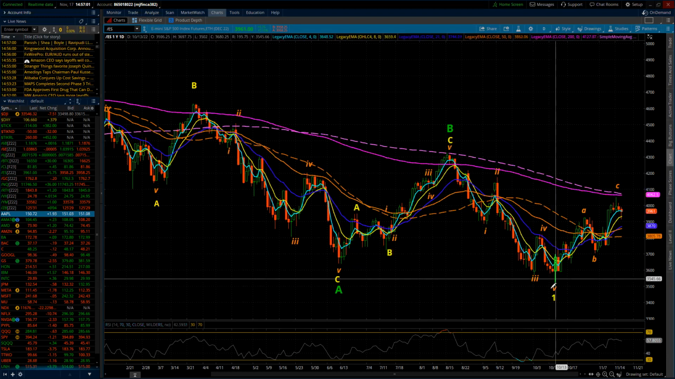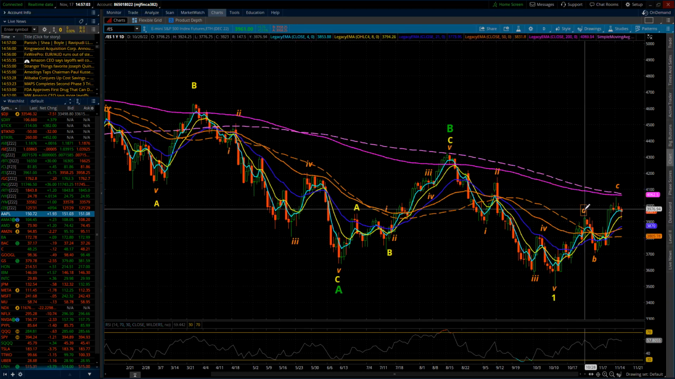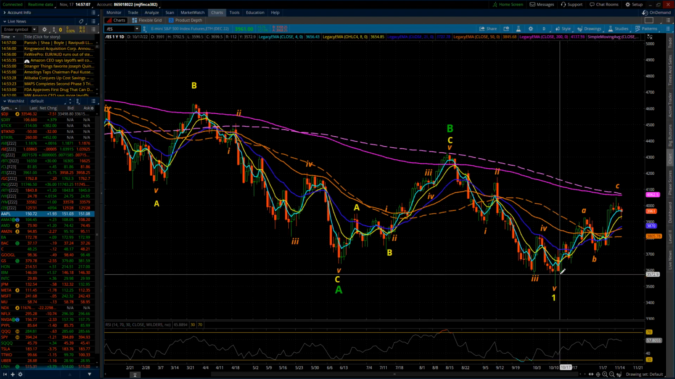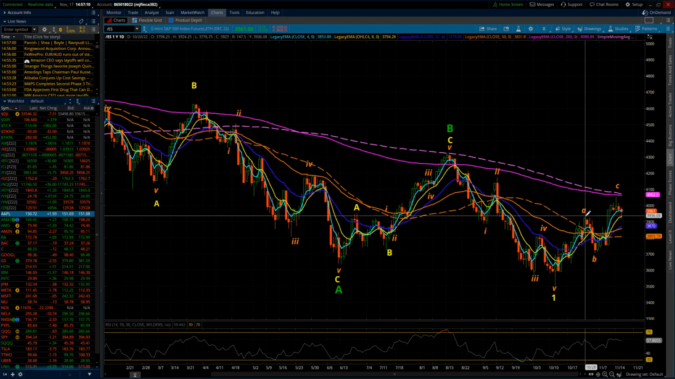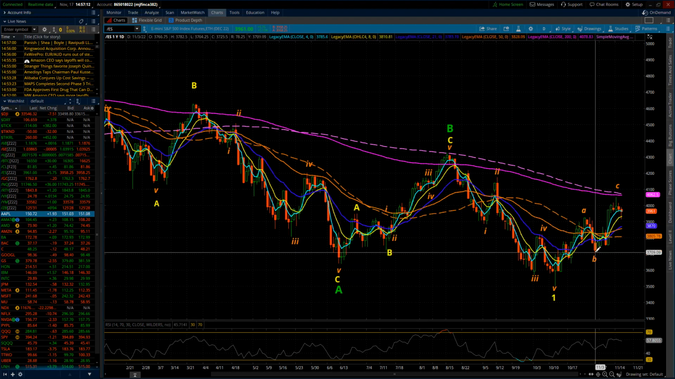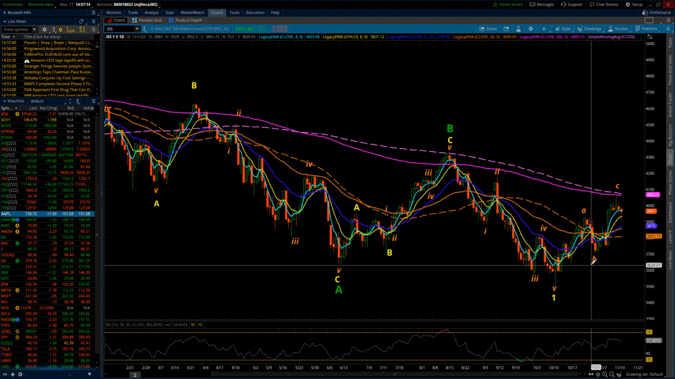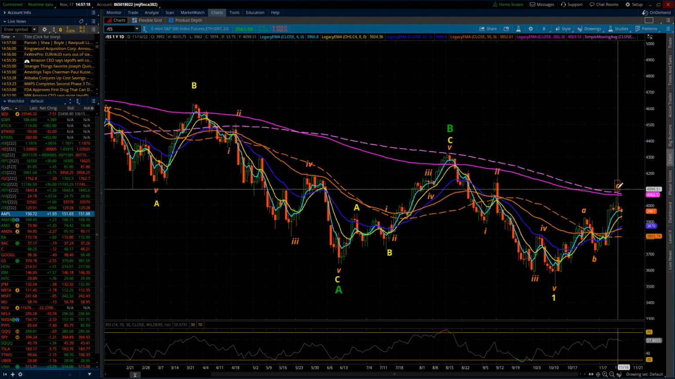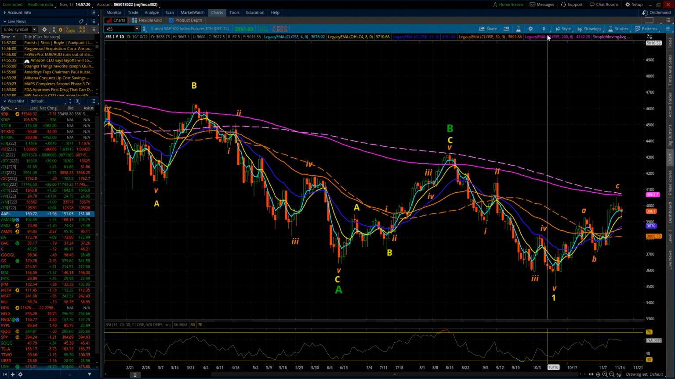But right now, I'm feeling that, again, this A, it is a 3-wave pattern because there's A, B, and then 1, 2, 3, 4, 5, C. Then we pull back in a B. And then again, 1, 2, 3, 4, 5 to form wave C. Now, that's the daily chart.